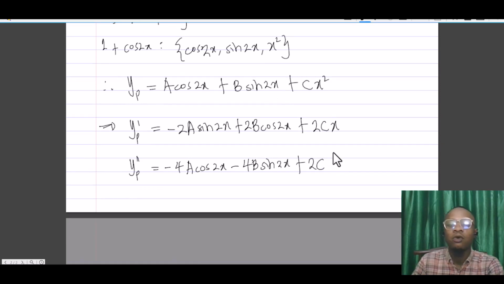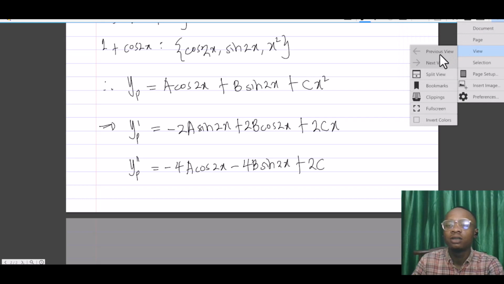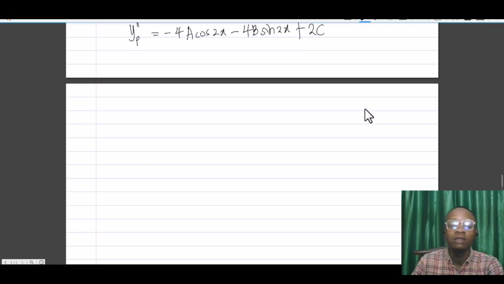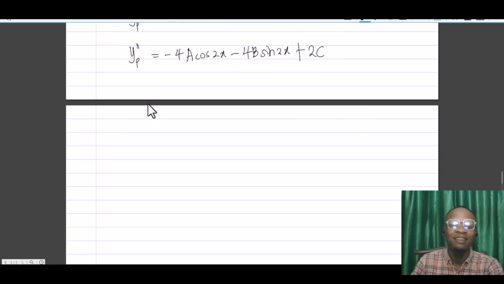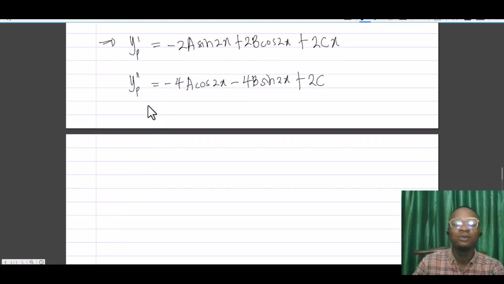So with that, we are good to go. We can now determine our undetermined coefficients. So don't forget that our given differential equation is y prime prime equals sine 2x. So, sorry, sine squared x.